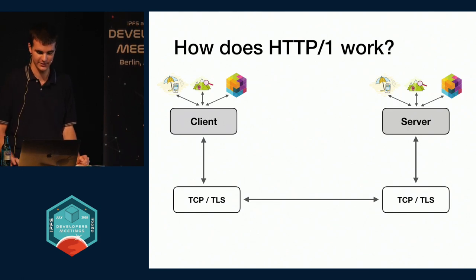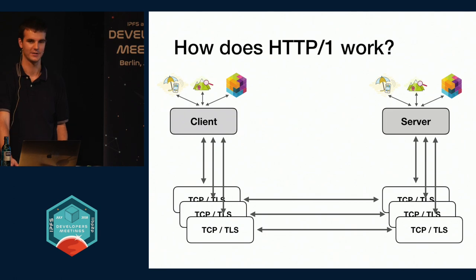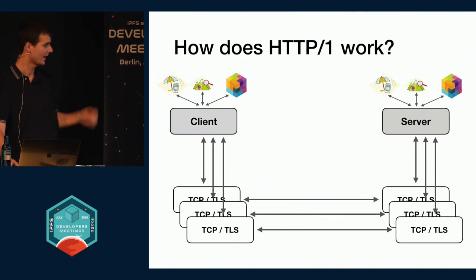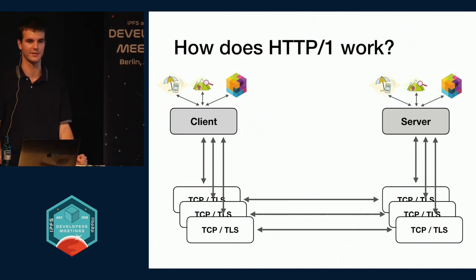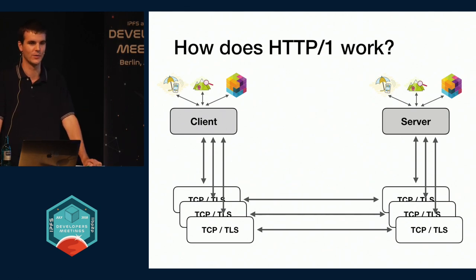So there's an easy solution for that. We know how to establish one connection, so we can just do it a second time and a third time. So now every resource has its own connection, so there's no head of line blocking anymore. Problem solved, right? What's the problem with this? Why is that a problem? Yes, it's the congestion control.